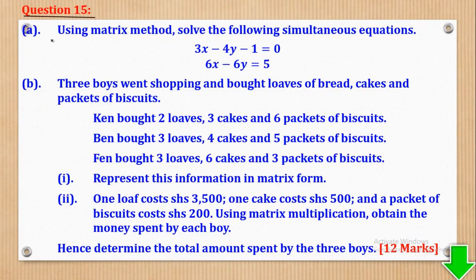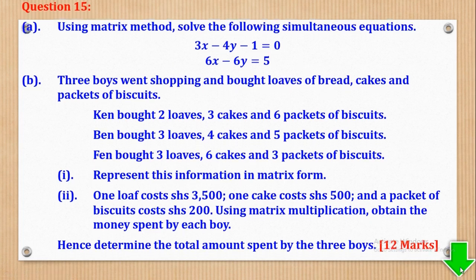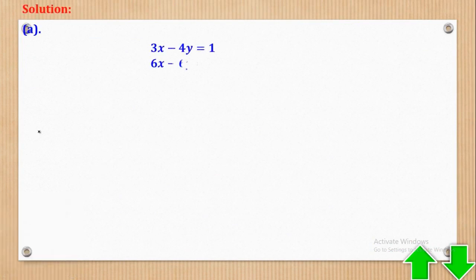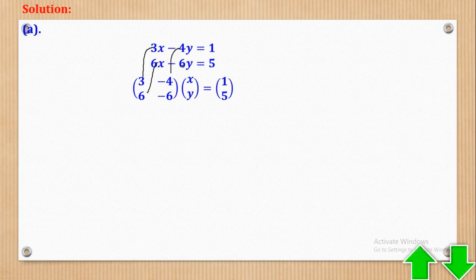Now we shall go to question 15, which says that A, using matrix methods, solve the following simultaneous equations. So let's first do that. So those are the simultaneous equations expressed in matrix form. So this 3 is there, -4 is here, 6 is here, -6 is there. So xy depends on the order, x followed by y. Then they want this to be 1 is there and 5 is there.